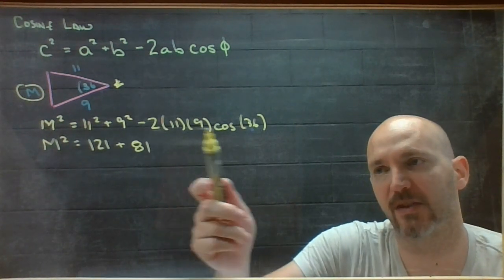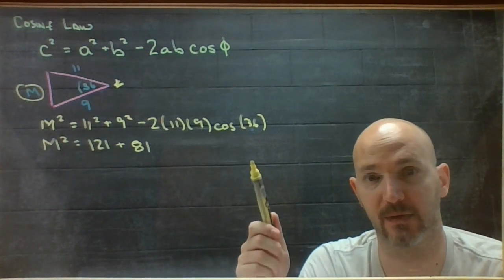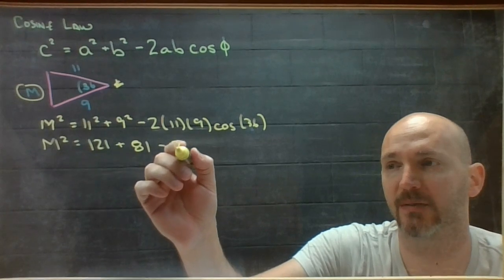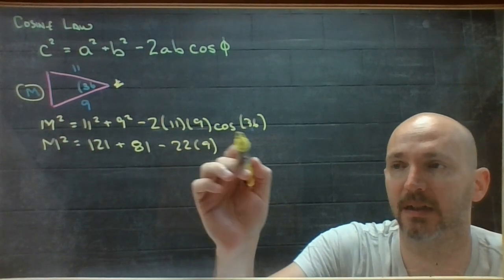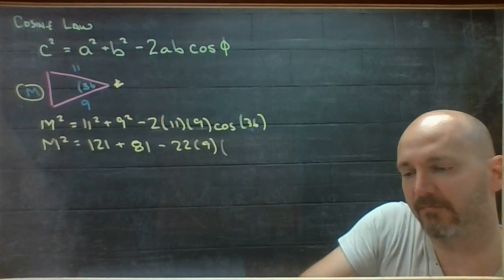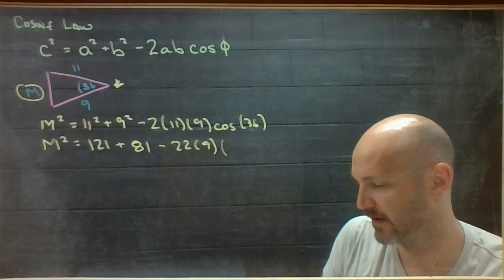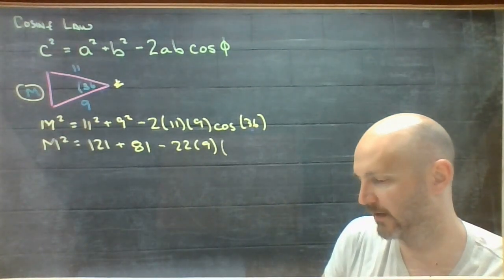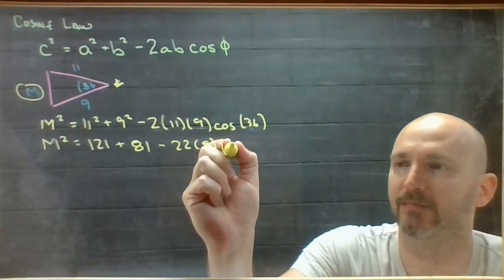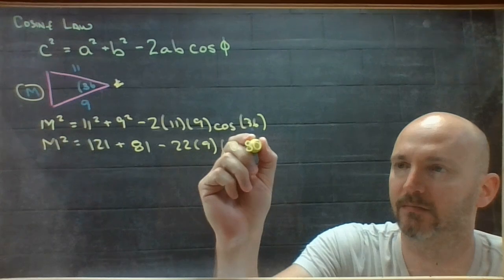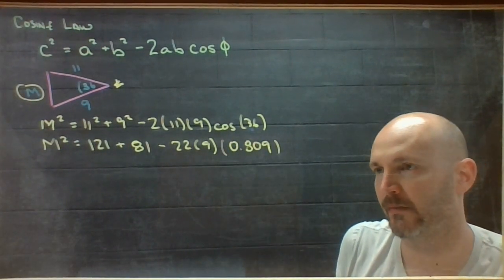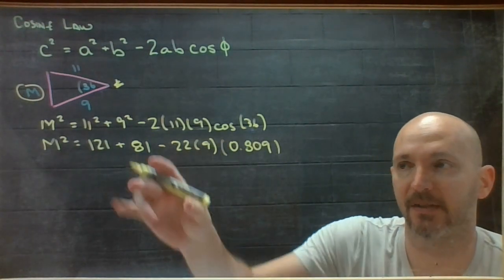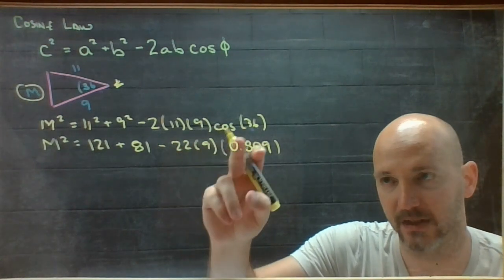And I have some subtractions and multiplications here, so I'm going to do the multiplications first. 2 times 11 is 22. And I have a cos 36 here that I can do. Calculator, cosine 36, 0.809. Okay, so that's not everything I could have done in one line. I just sort of went through and did some steps. You could see how this is going.